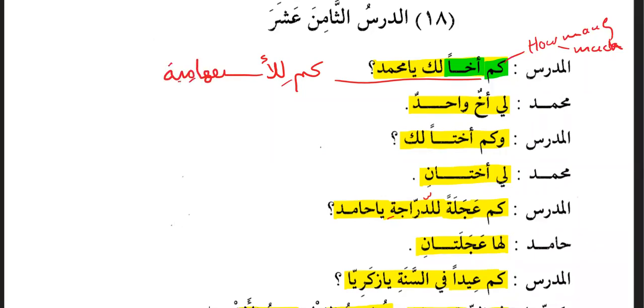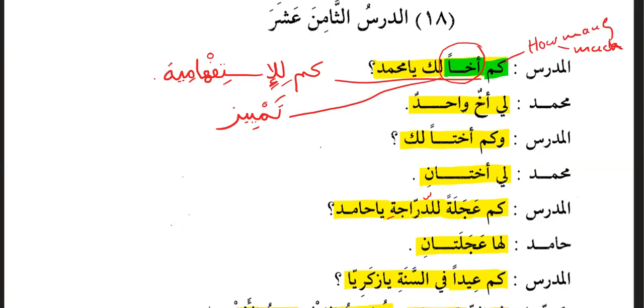كم الاستفهامية. Anybody remember what istifhamiya means? The one for questioning. Yes. So كم الاستفهامية means it's the كم for questioning. And then this word أخاً, we call this تمييز. And the ruling of this تمييز كم أنه دائما مفرد منصوب بالفتحة إلا الاسم الذي ينتهي بالتاء المربوطة.